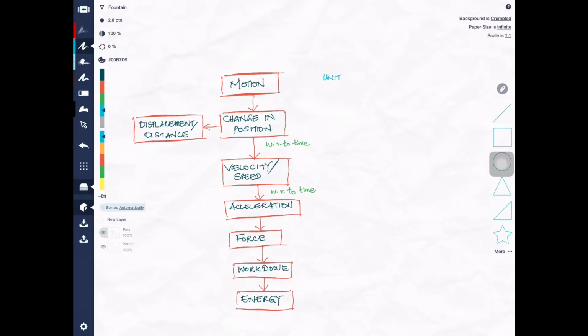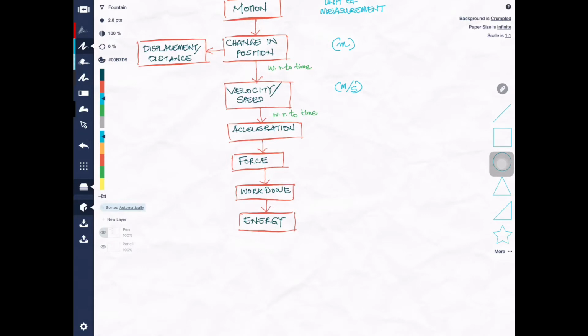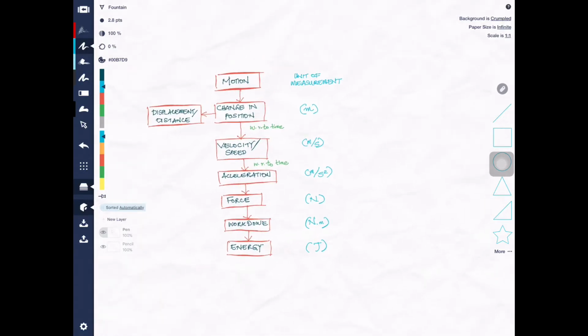Now, trying to understand the units of measurement: first comes distance or displacement, which will be measured in meters. Velocity or speed will be measured in meter per second. Acceleration will be measured in meter per second square, and force will be measured with the unit of measurement Newton. Work done will be in Newton meter and energy will be in joules.